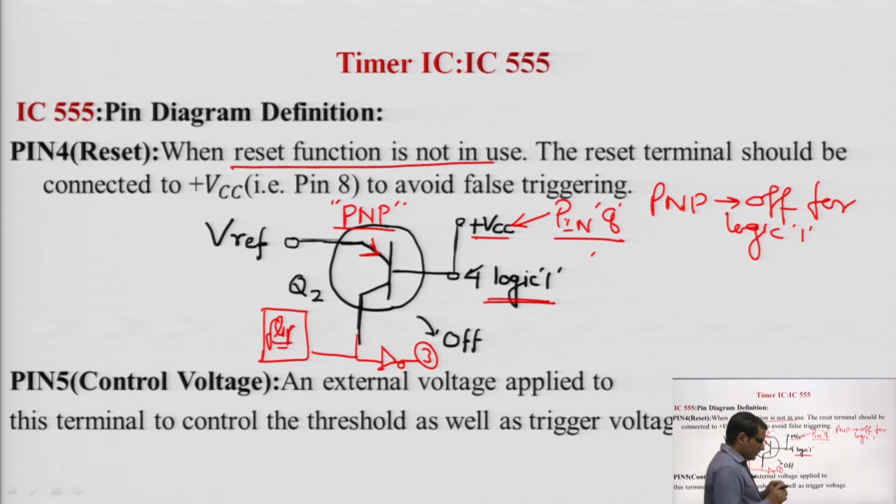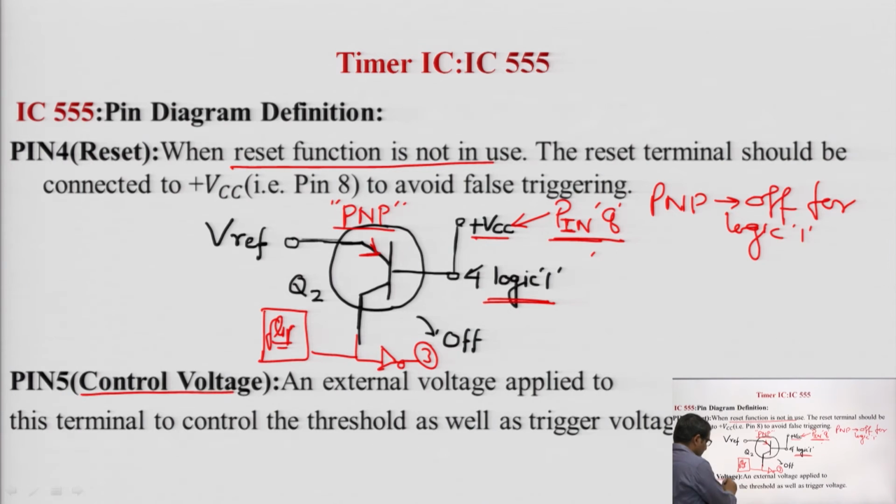So if you do not use pin number 4, then it is shorted with pin number 8. Generally, when we see the IC 555 timer as a monostable or astable multivibrator, we see in the IC diagram that pin number 4 and pin number 8 are shorted to the same power supply, that is VCC. Now the next pin is pin number 5.